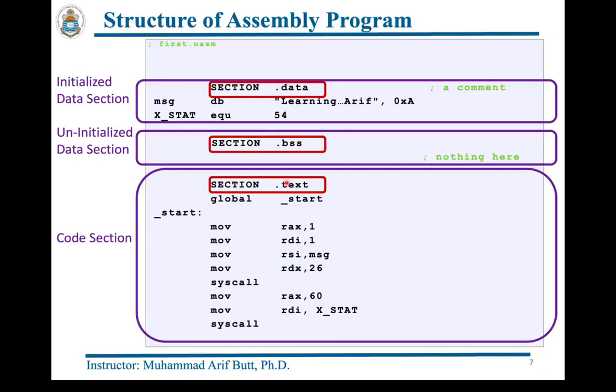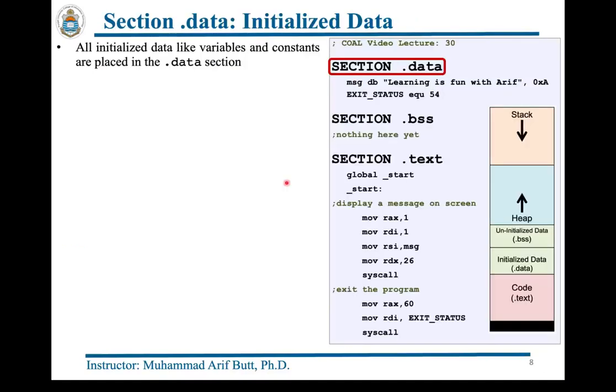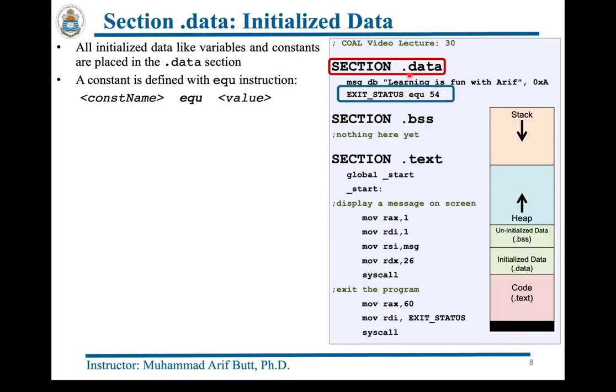And now let us discuss the contents of these sections one by one, and let us start with the section .data. Well, dear students, whenever you want to define a constant, you use this EQU directive, followed by the value, which can be a numeric or maybe a string constant. Over here you can see the EQU is followed by a numeric constant, that is 54.